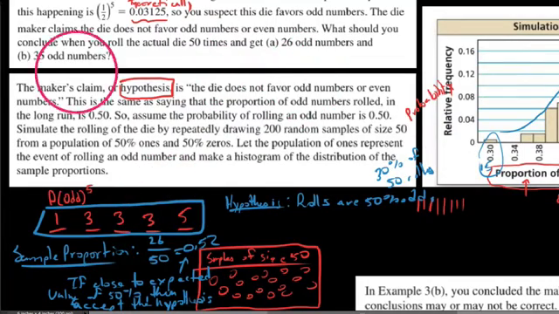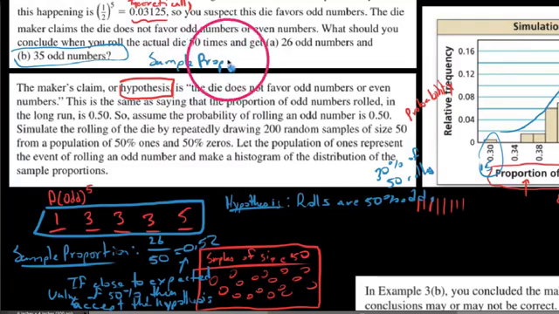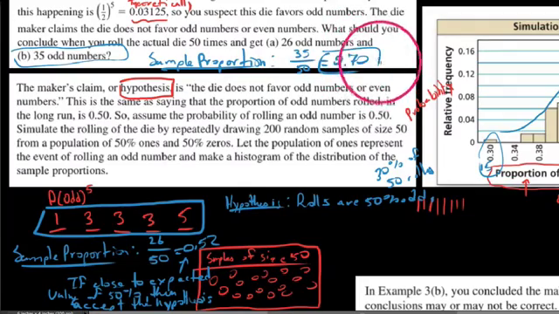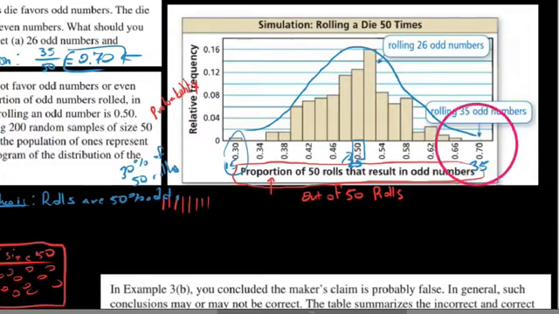So now in letter B it says, what would you conclude if you rolled this die 50 times and you had gotten 35 odd numbers? What we're going to look at is the sample proportion for this sample of 50 rolls, where we rolled this die and got an odd 35 times out of 50. This is actually 0.70. Looking at our distribution, 70% of the time, or 35 out of 50 rolls, were odd.